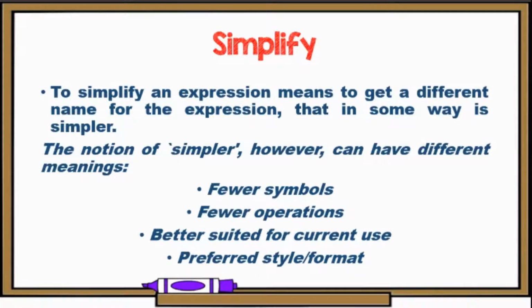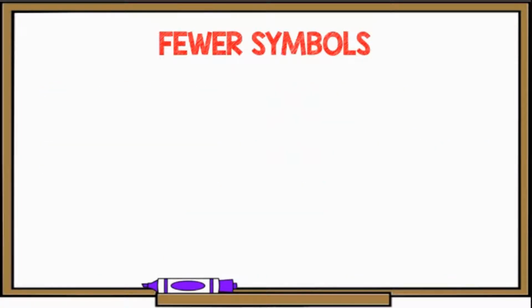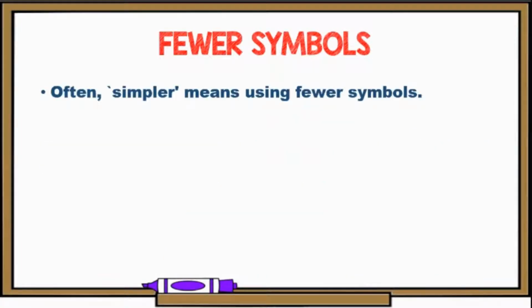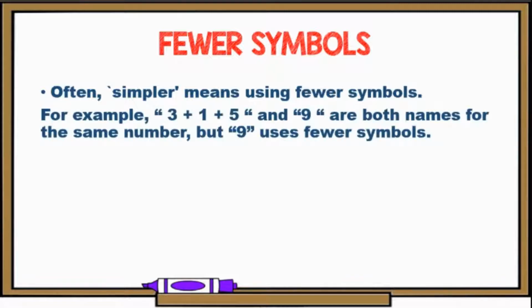So let's start with fewer symbols. Often, simpler means fewer symbols. For example, 3 plus 1 plus 5 and 9 are both names for the same number. But 9 uses fewer symbols. We only use one symbol, the most standard name of the number 9 in math. It has no addition sign and no other numbers involved.